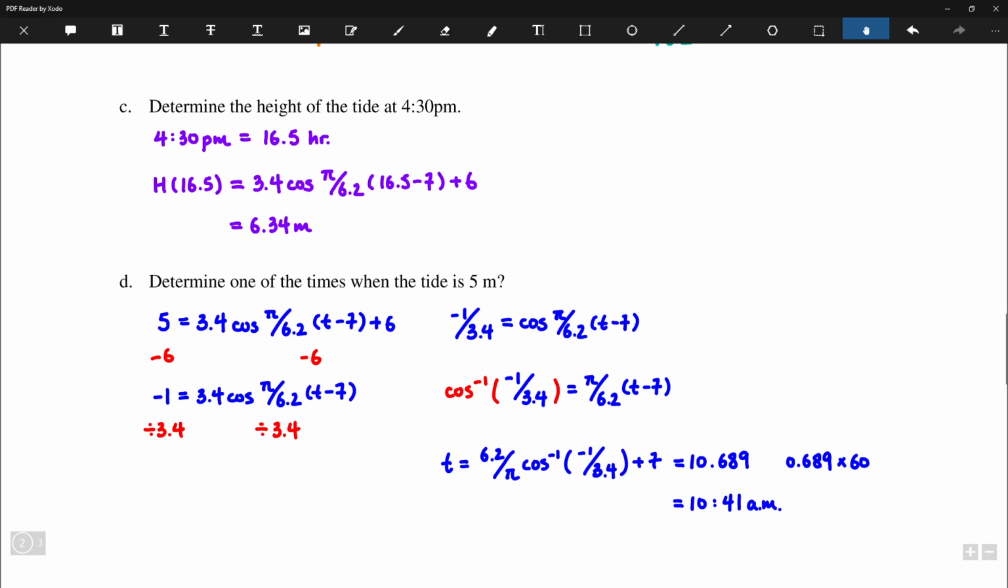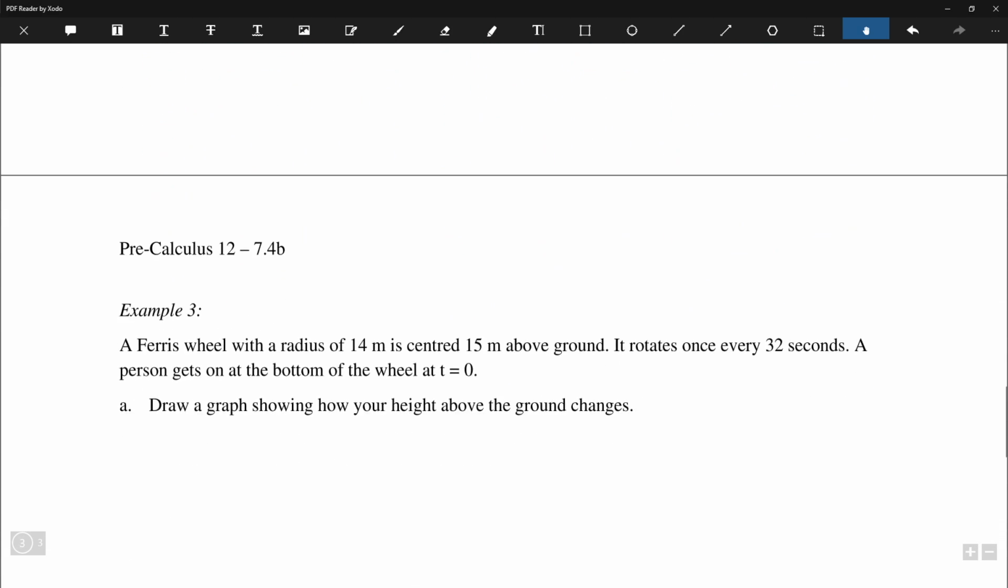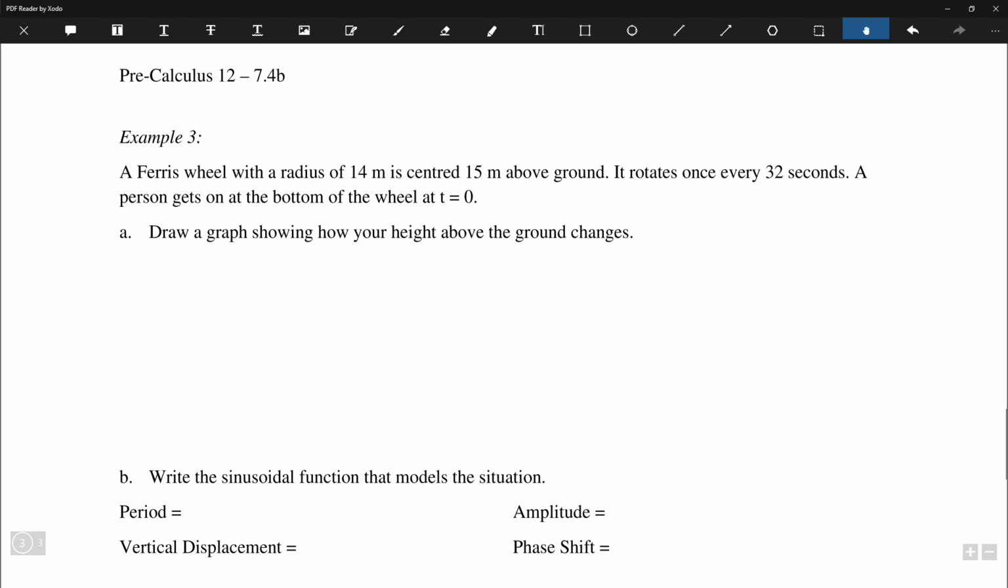All right, so the next part is the Ferris wheel question. So here it says a Ferris wheel with a radius of 14 meters has its center 15 meters above ground. It rotates once every 32 seconds. A person gets on at the bottom of the wheel at t equals 0. So we're going to draw a graph once again to see the height as the time goes by.